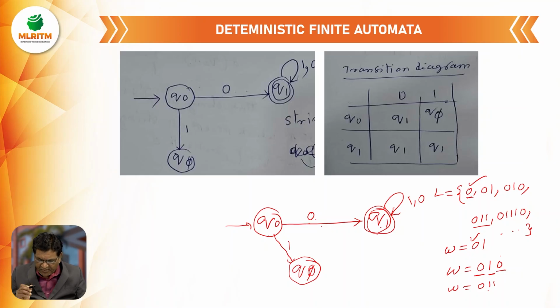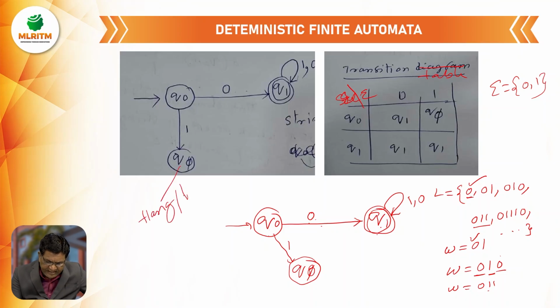The set of strings here start with 0. Now see the transition diagram and the transition table for that transition diagram. Rows represent the states. Columns represent sigma. Sigma means the input alphabet. How many states are in this diagram? Q0 and Q1. No need to consider Q phi because it is a hang state or dead state.